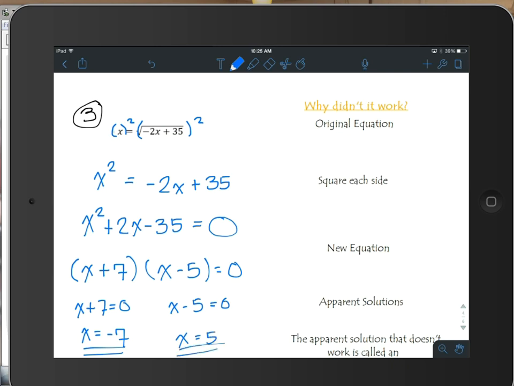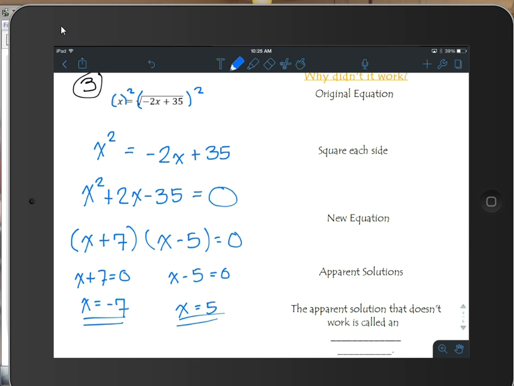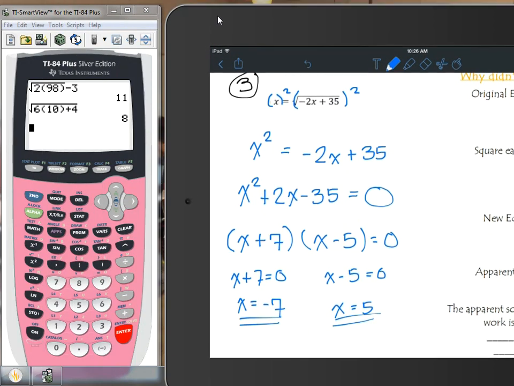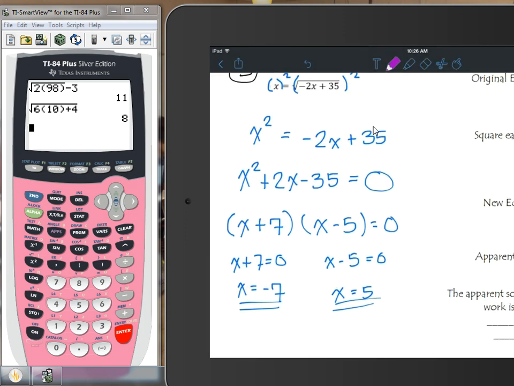Okay? So let's check both of these and see if one of them gives us an extraneous solution. So I'm going to pull out my calculator. And when I plug this in for x equals negative 7, I should get a solution of negative 7. So I'll type it in as the square root of negative 2 times negative 7 plus 35, all underneath the radical. So let's try it.